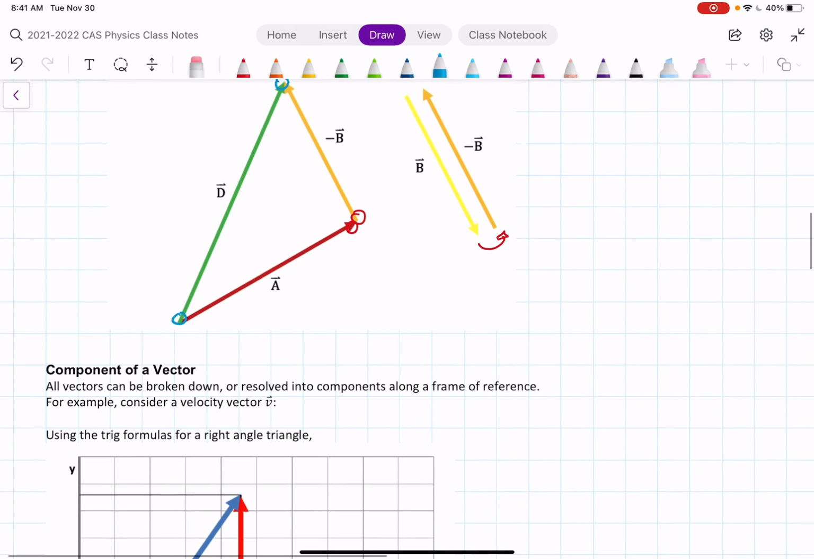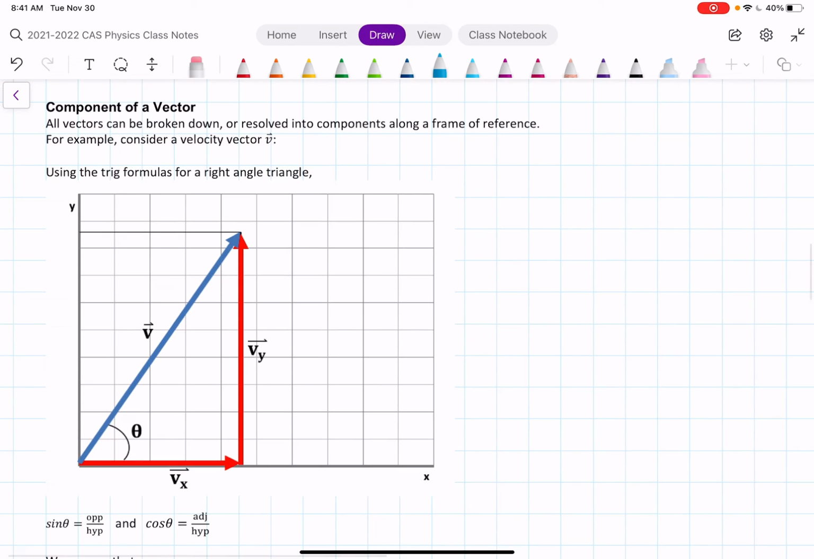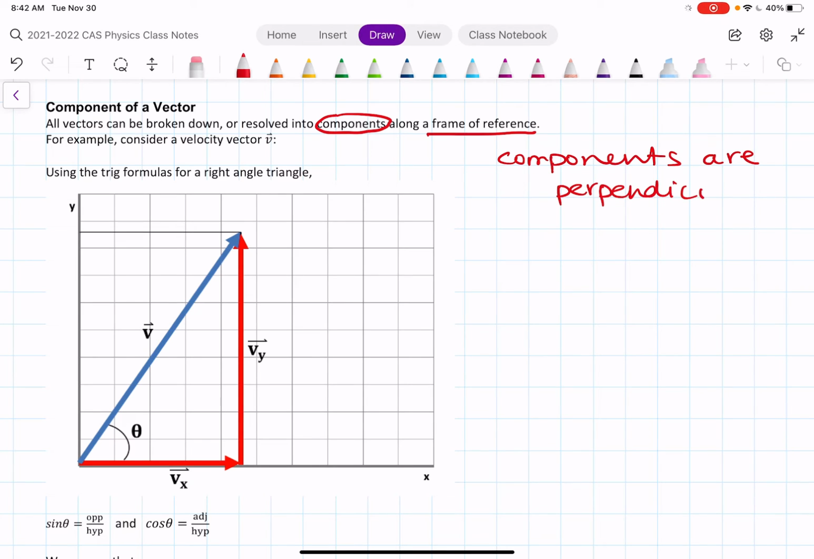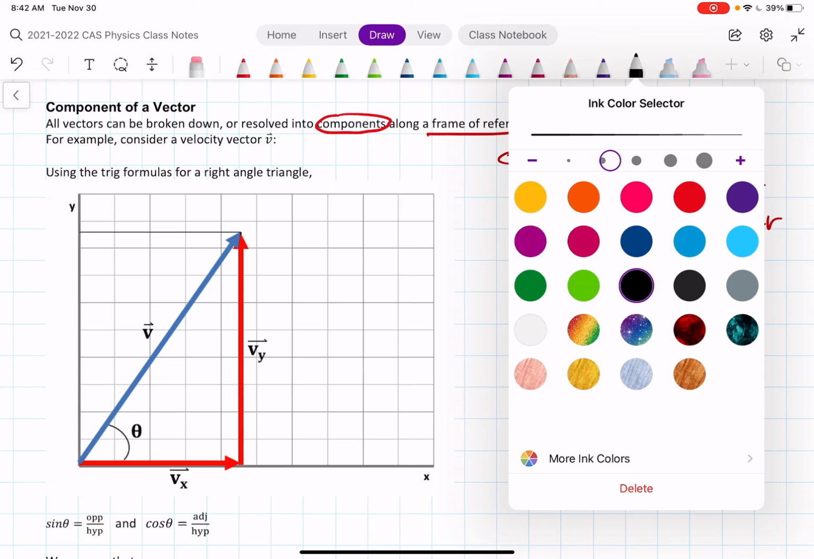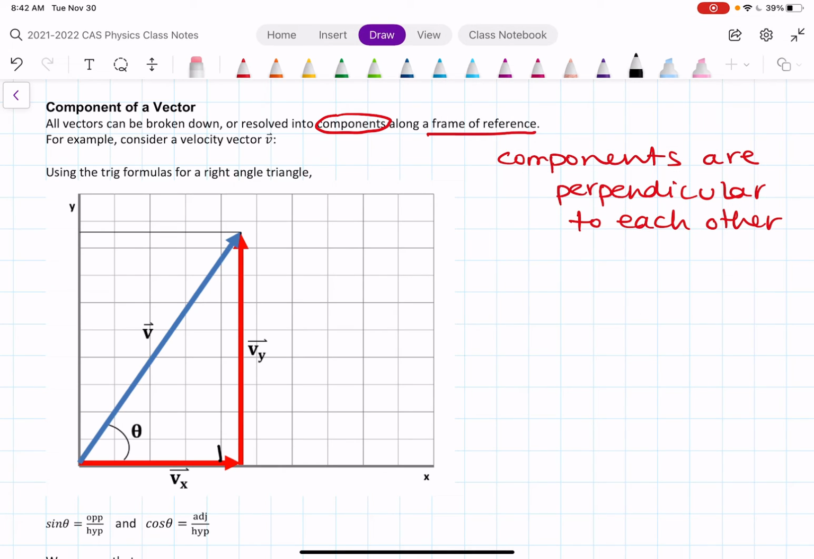All right, looking at components of a vector. A component is a really useful tool, okay? And it's along a frame of reference, which means the components are always perpendicular to each other. So what that means is when we make triangles out of components, they're always right angle triangles, which is a very useful tool. You'll see the more we do, the more you'll see why this is a useful tool.